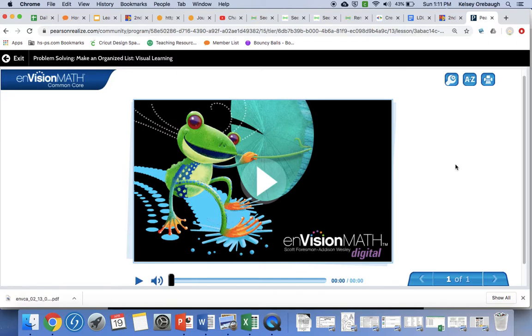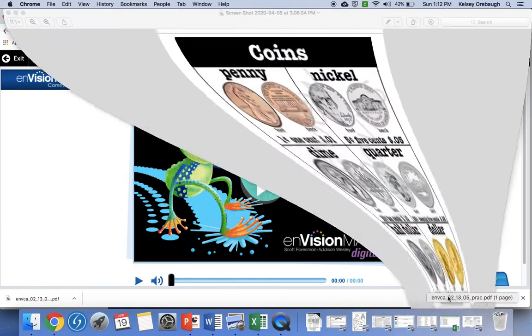So let's think about this. If we wanted to buy something that cost 12 cents, what coins could you use? There is not just one right answer here. We can use different combinations of coins to make the same amount of money. So if we want to buy something that costs 12 cents, what coins could we use? Let's go back to our coin list.